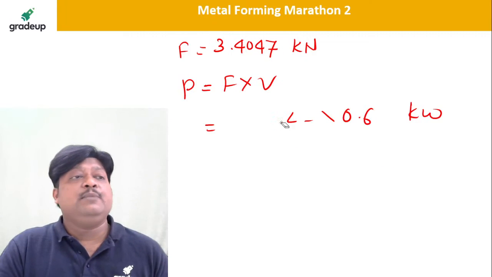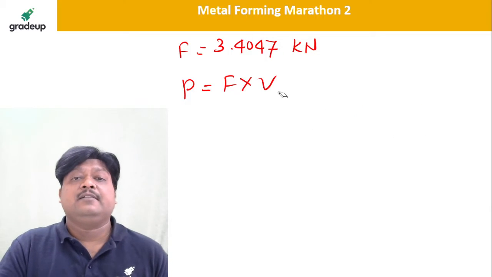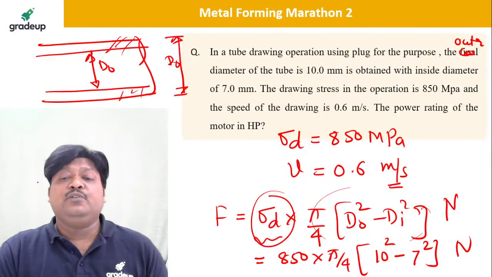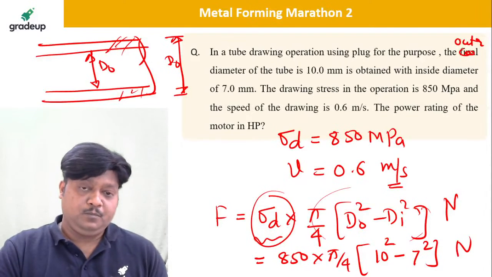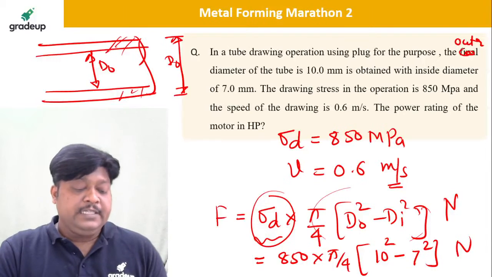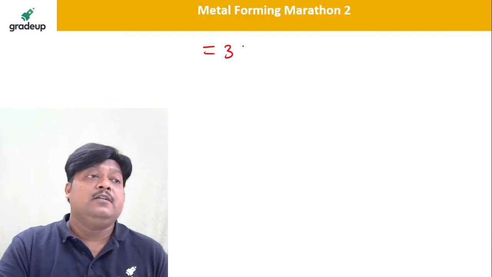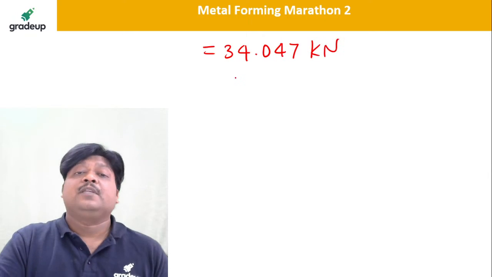So force is how much? 3.40 or 30.34? Tell me the answer, brother, tell me quickly what exactly is correct. How much kilonewton? It is 34.047 kilonewton. Right, this is the force.